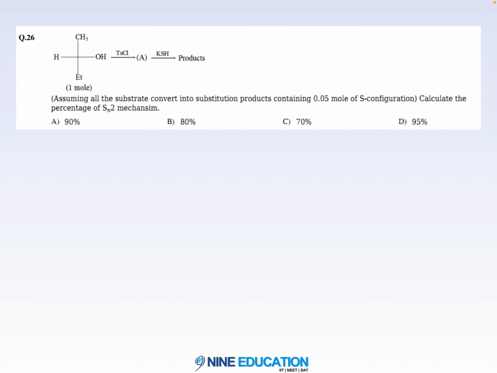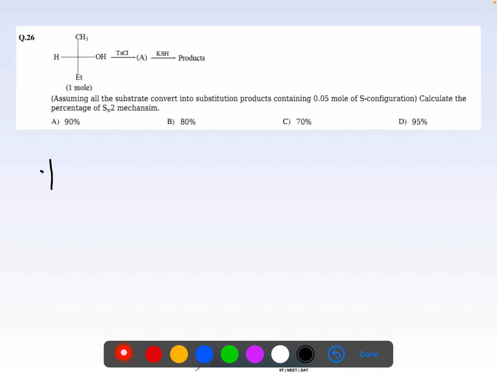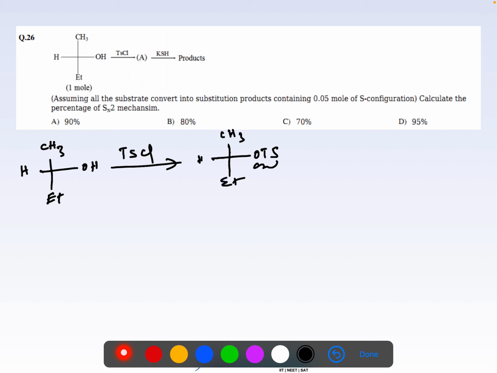Question number 26. In this, an optically active compound is given, CH3 ethyl hydrogen OH, and it is treated with tosyl chloride. So this will convert OH into OTs. The purpose of the reaction is to convert OH into OTs, which is a good leaving group. Now the substrate is treated with SH minus, which is a nucleophile. So you will get the substitution product.